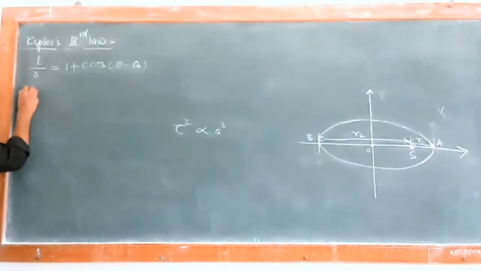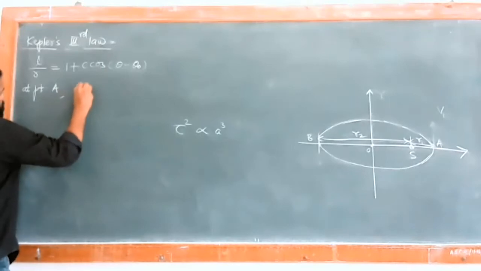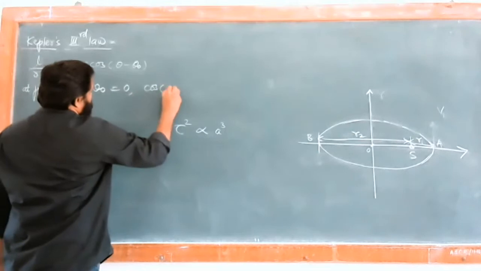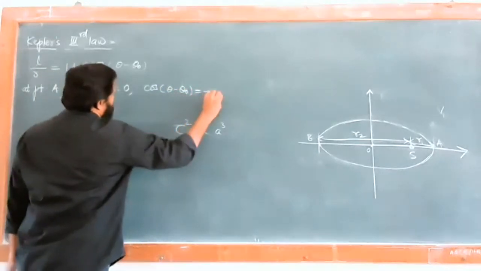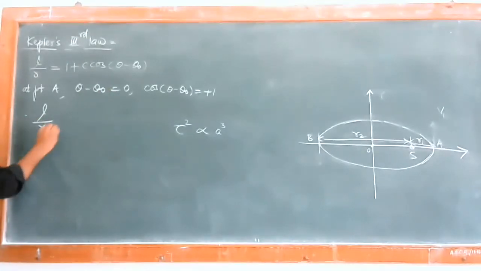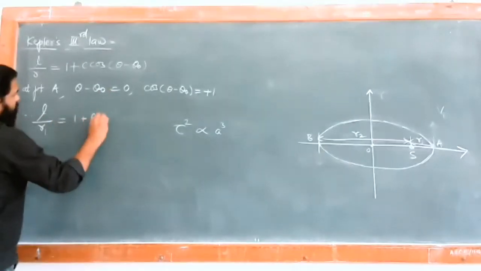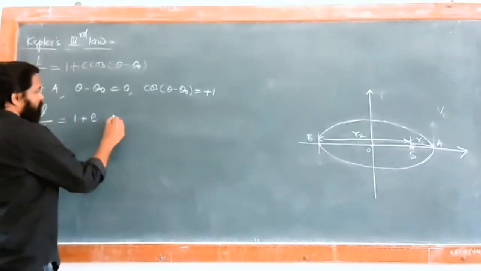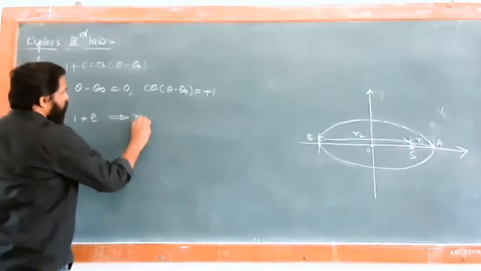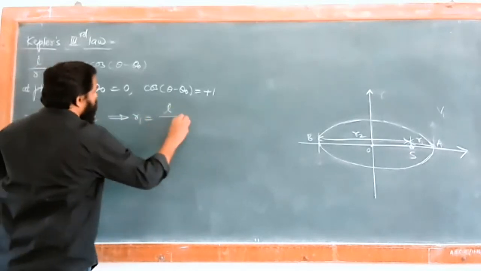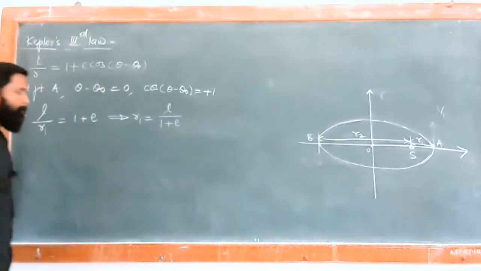So, I'll just say at point A, the angle theta minus theta naught is equal to 0, and that's why the cos of theta minus theta naught is equal to plus 1. So, I can write for this point L upon R1 is equal to 1 plus E. That is the first thing. R1 is transferred to the RHS, so this is L upon 1 plus E, first thing.